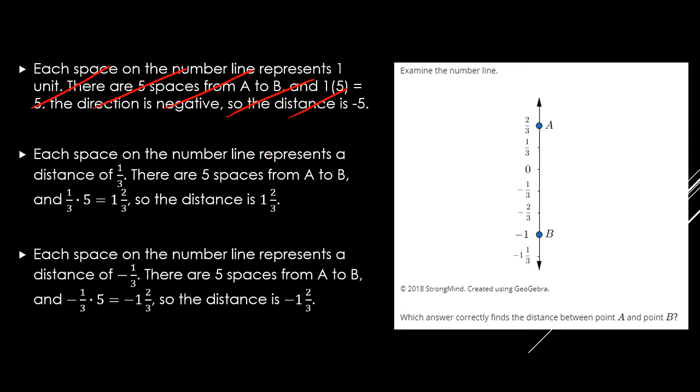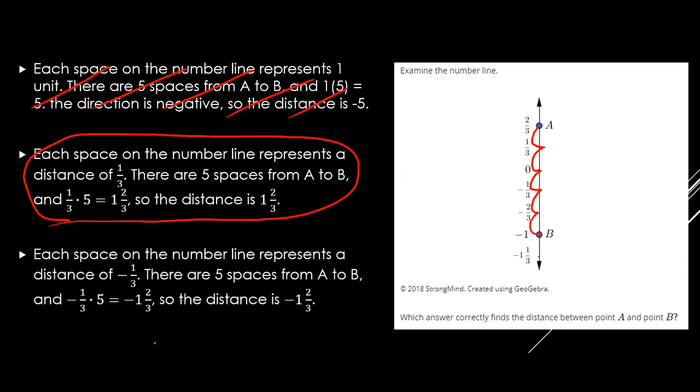Each space on the number line represents a distance of 1/3. That's true, right? Because if I go up here, that's 1/3, 2/3, and so on. And there are 5 spaces from A to B. So let's see, 1, 2, 3, 4, 5. Also true. So 1/3 times 5 is 1 and 2/3, so the distance is 1 and 2/3. That to me sounds pretty good.